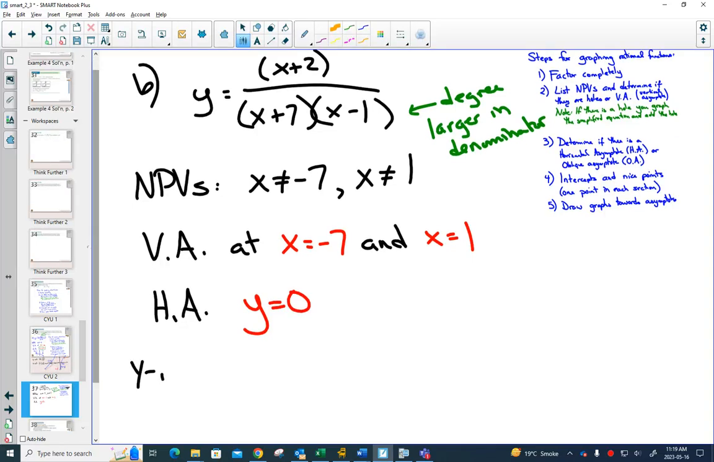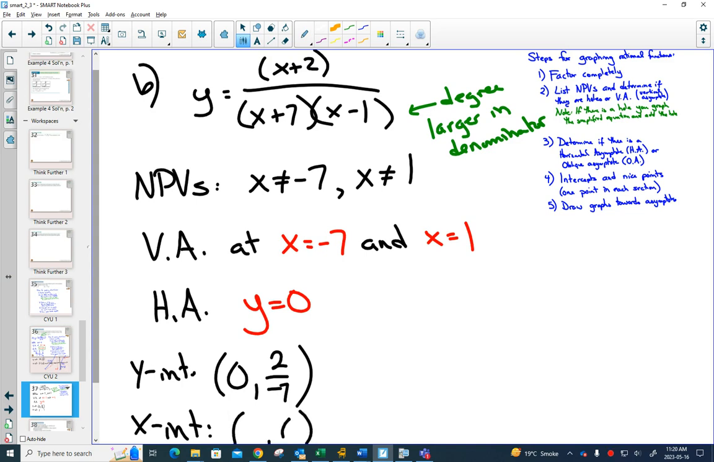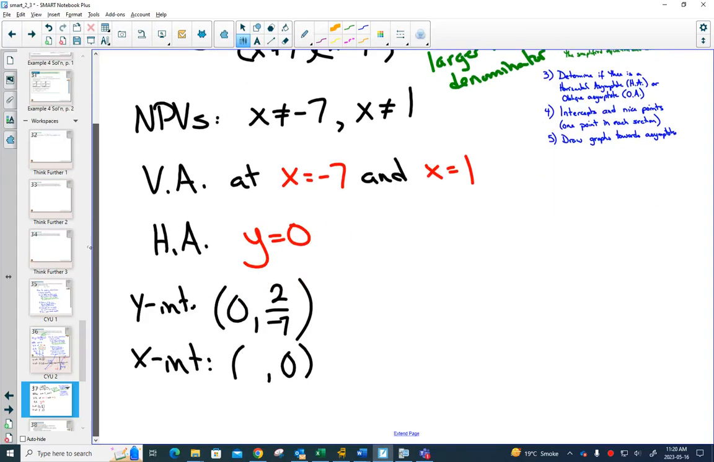Find your y-intercept. Again, really easy. Plug in 0 for x. Get 2 over -7. Find your x-intercept. Again, really easy. Plug in 0 for y. The only time a fraction is equal to 0 is where the numerator is equal to 0. And so you get -2.